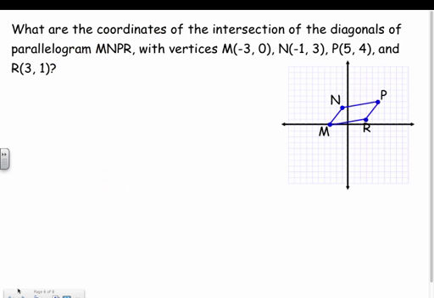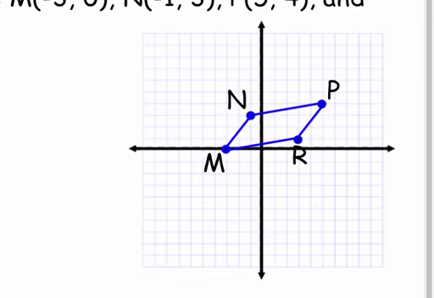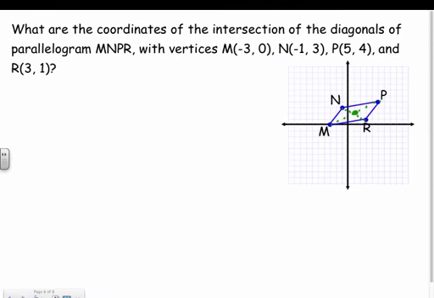How about this? What are the coordinates of the intersection of the diagonals of a parallelogram MNPR with vertices, okay, I already have this graph. The intersection of the diagonals. Well, if I draw one diagonal and another diagonal, I know they're going to meet somewhere in there. My first thought is, intersection of lines, I need two equations of lines to set up a system of equations. That always takes a lot of work, doesn't it? Like we did with our orthocenter and all those different things. Is there an easier way? There's got to be an easier way, isn't there?